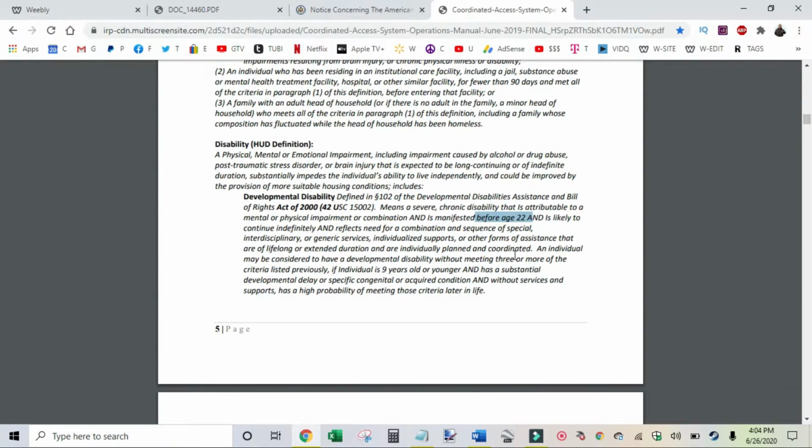And it goes on to say a lot of different things here. The individual may be considered to have a developmental disability without meeting 3 or more of the criteria. So they give you this long list of jargon about all these different criteria you have to meet. No, I don't think so. Okay, so let's move on.